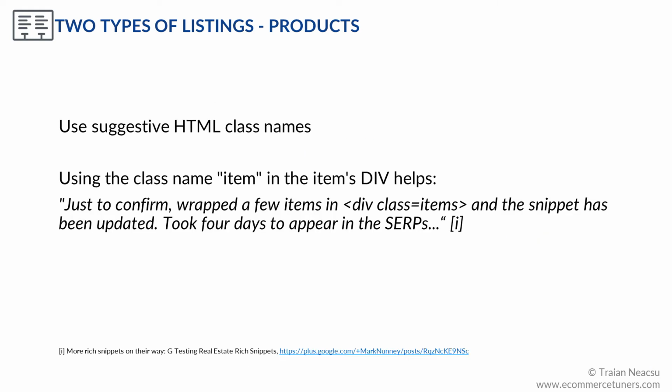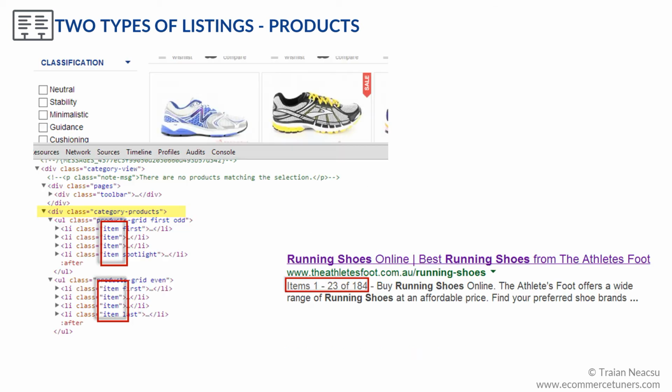Use suggestive HTML class names. It's reported that using the class name item in the items div helps with getting rich snippets for category pages. Just to confirm, wrap the few items in div class equals items and the snippet has been updated. Took 4 days to appear in the SERPs. This advice seems to be working, at least to some extent, as you can see in this screenshot.